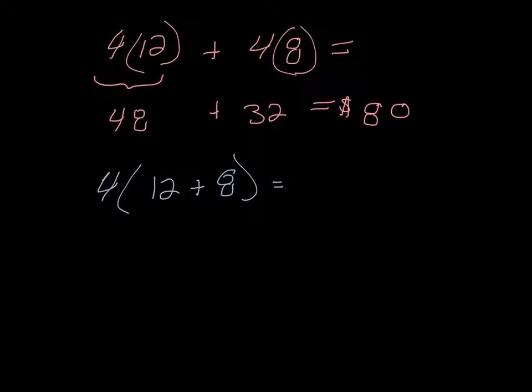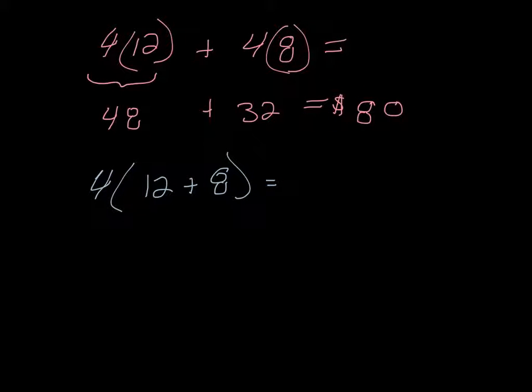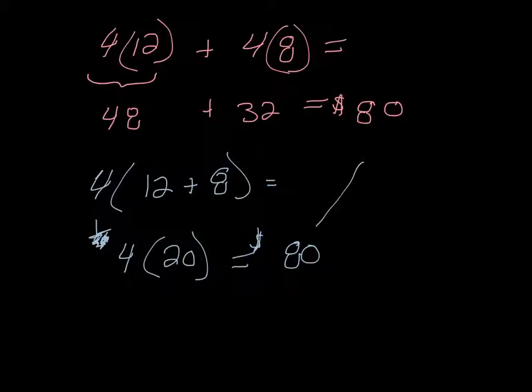Okay, let's figure out if this is correct or not. We have 12 plus 8. 12 plus 8, ladies and gentlemen, is, you're correct, 20. And we go ahead and bring our 4 down. That should be an arrow. Okay, 4 times 20 is 80. So yes, they do check.